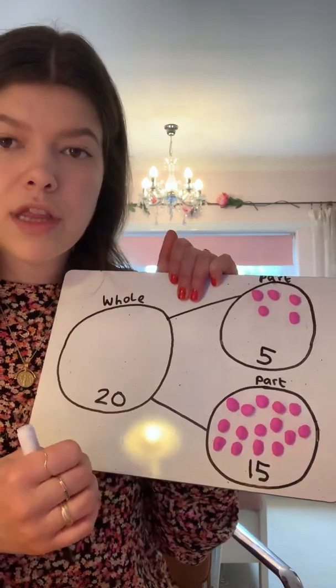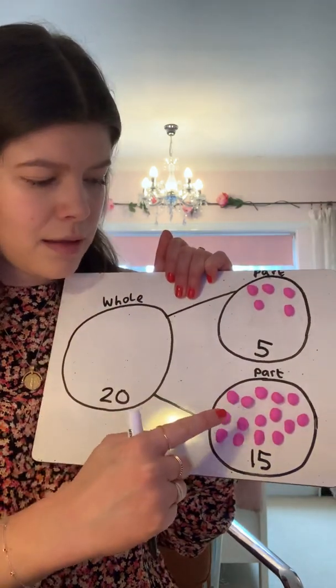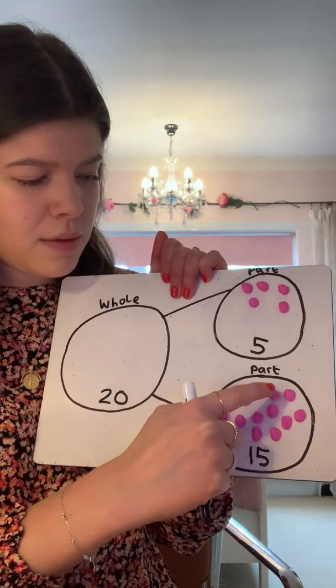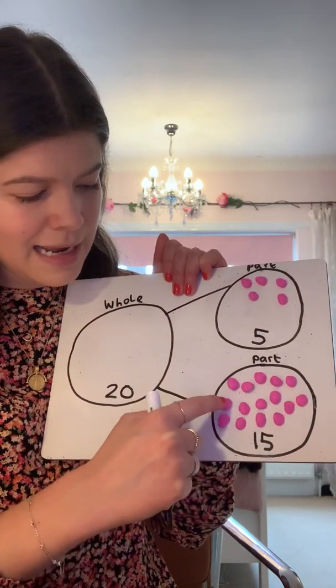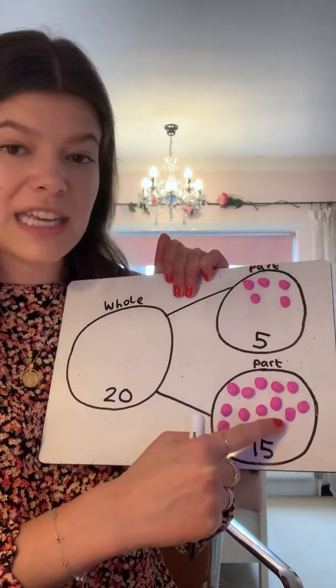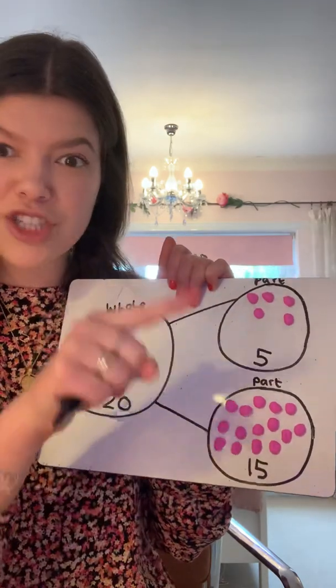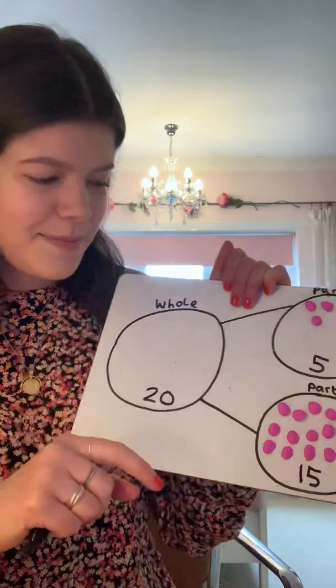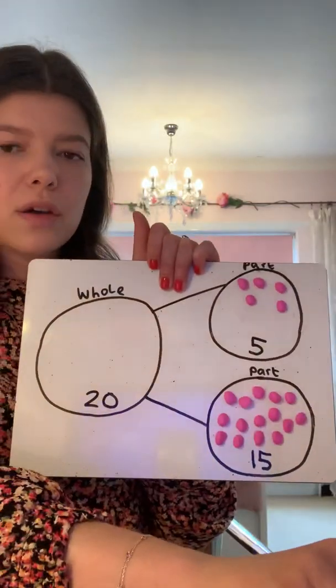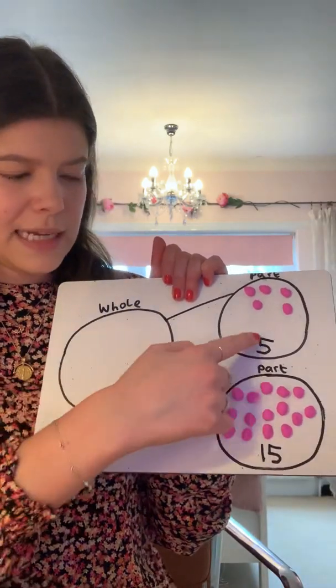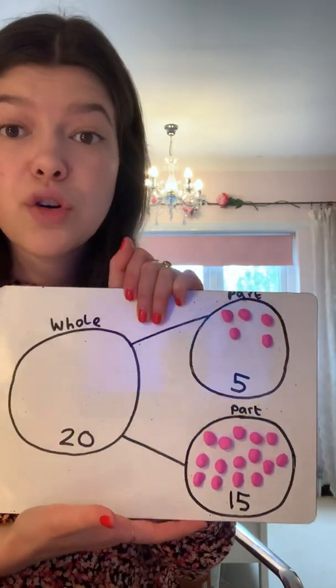Now, if when you were moving them you forgot, don't worry, you just count them again. 1, 2, 3, 4, 5, 6, 7, 8, 9, 10, 11, 12, 13, 14, 15. Make sure you're touching each object so you don't miss any. So now when I've filled out all of my boxes, so I've got numbers in each of my boxes, I'm ready to talk about it.